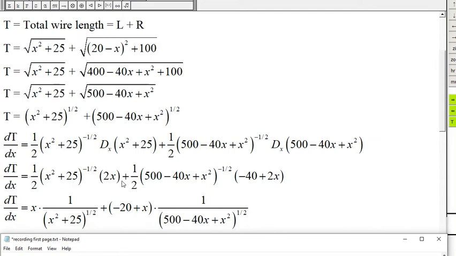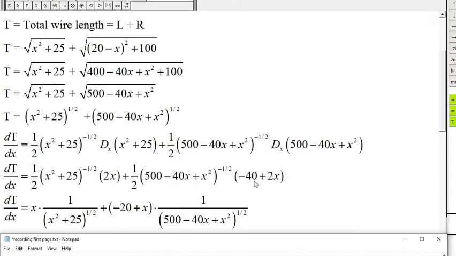One half times 2x, it's just x. This is a negative exponent, so let's rewrite it with a positive exponent. So this is the same as 1 over x squared plus 25 to the 1/2.